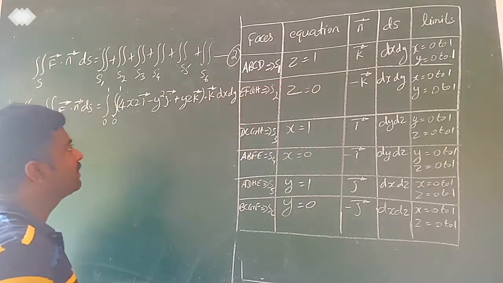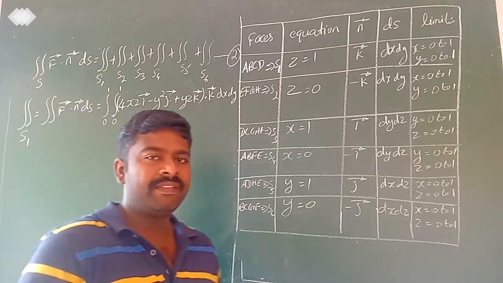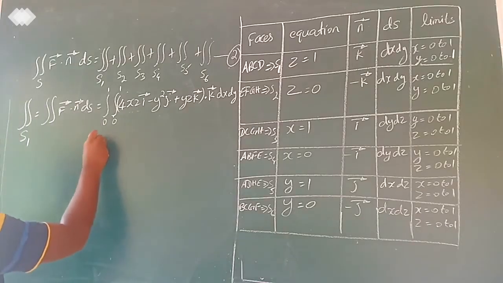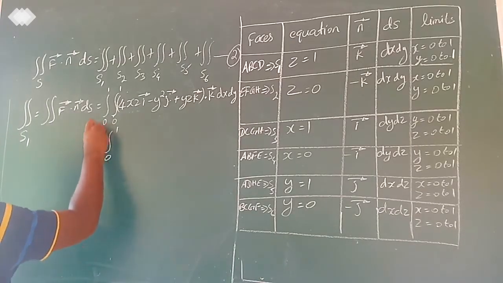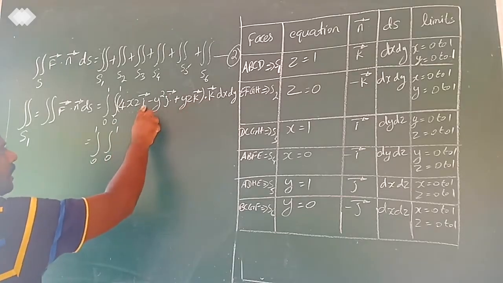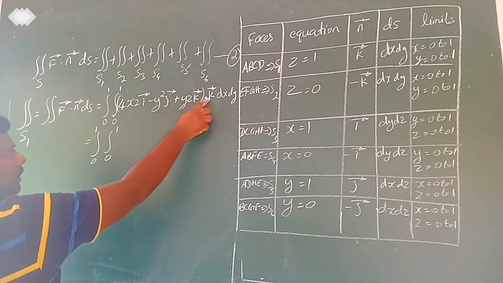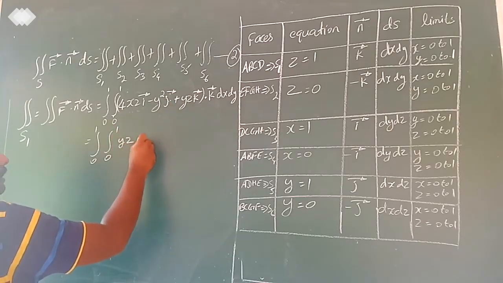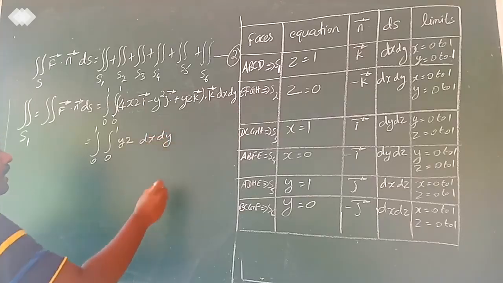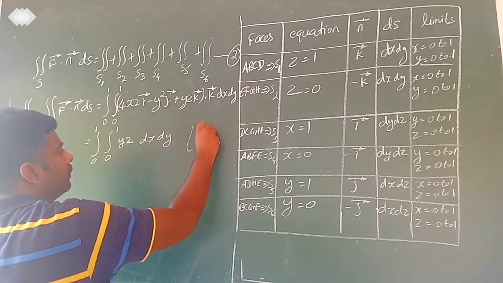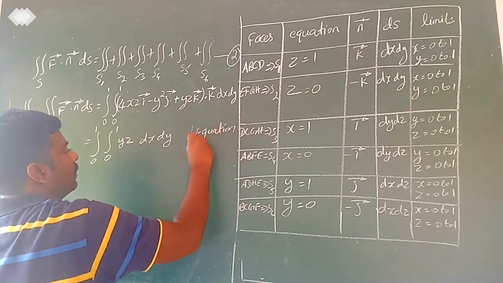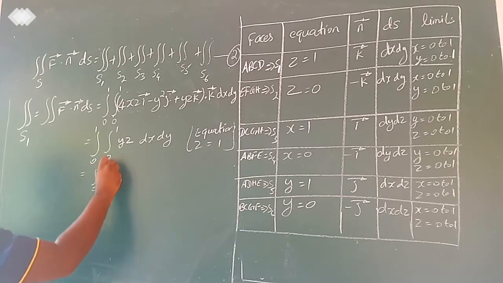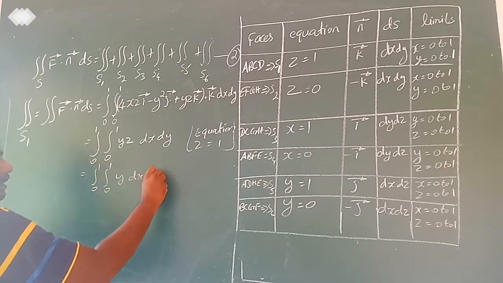Therefore, as I already told you, k vector dot i vector equal to k vector dot j vector equal to 0, but k vector dot k vector equal to 1. Therefore, the final equation will become yz dx dy, and here z equal to 1. So, therefore, the integral from 0 to 1, 0 to 1 of y dx dy.